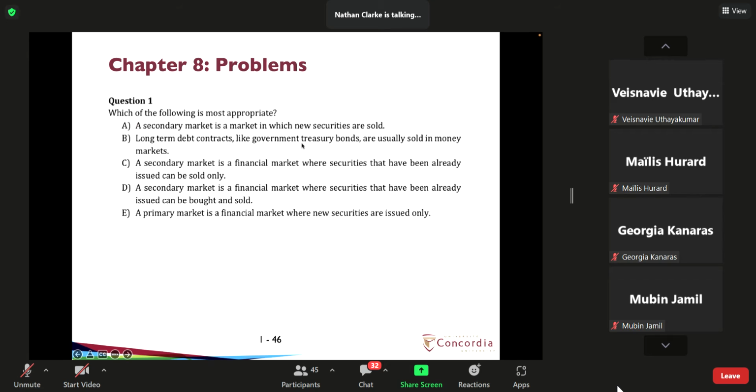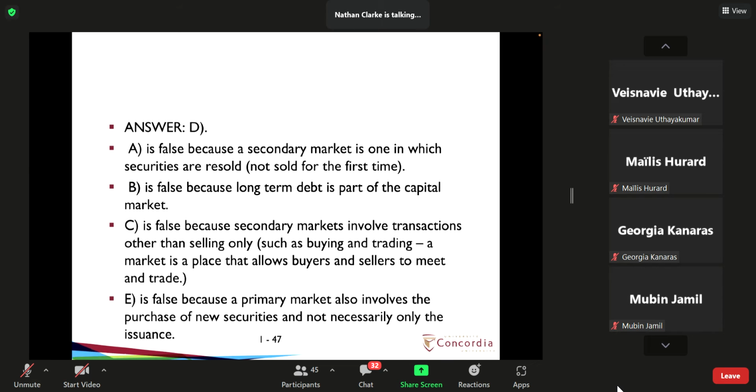D says a secondary market is a financial market where securities that have already been issued can be bought and sold. One of the hangups on this problem is that a market needs buyers and sellers. If they say just bought or just sold, it's wrong. Make sure that there's buyers and sellers in the question. Secondary market is reselling, things that have already been issued. Primary market is for the first time. Long-term debt is capital markets. Equity is capital markets. Short-term debt is money markets. That's a lot of the theory you need to know about this chapter. Very simple stuff.